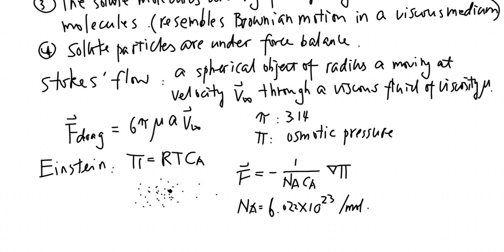So if you put in the pi equals RTC_A, you will get minus RT over N_A C_A times the gradient of C_A.